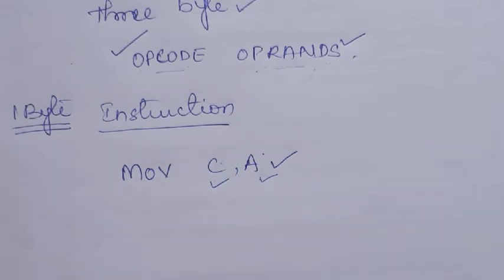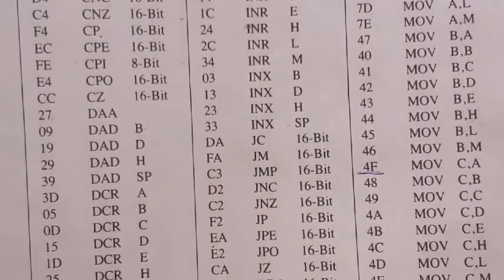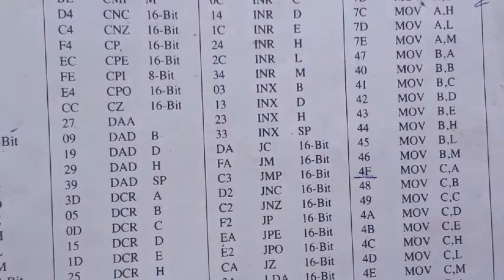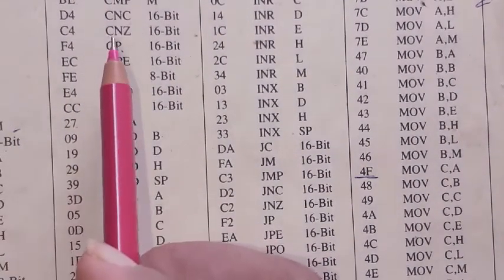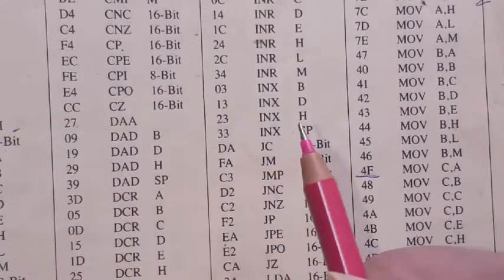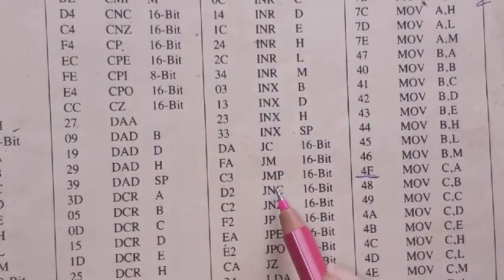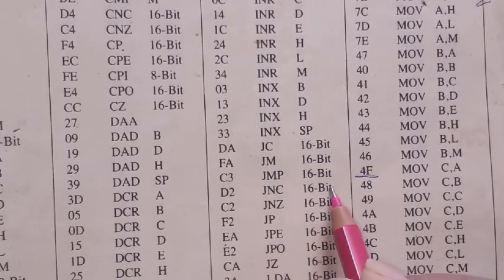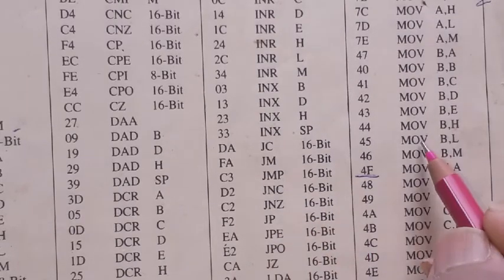To code this instruction to binary or hexadecimal code, you need to look for the instruction opcode from the data sheets, the opcode sheets. In every 8085 textbook it will be given like this. Here you can see instructions like increment 16-bit. Simple instructions we will take first.